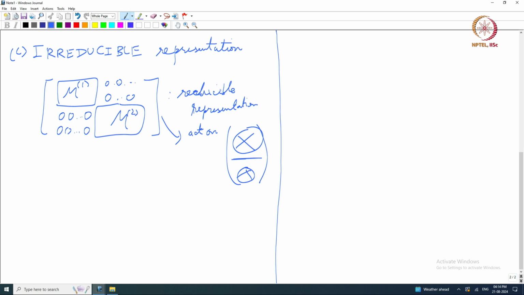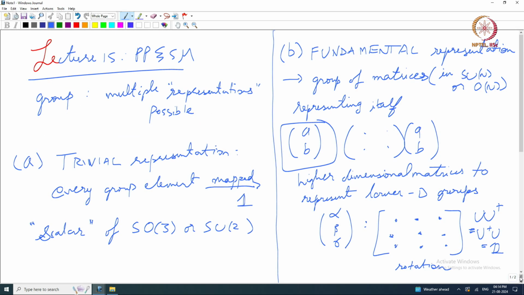As long as you only deal with one block, so that you cannot divide it into further blocks, that is an irreducible representation. All right. Okay. So, maybe I did not say this explicitly, but for fundamental representation some examples would be, can you think of some examples?